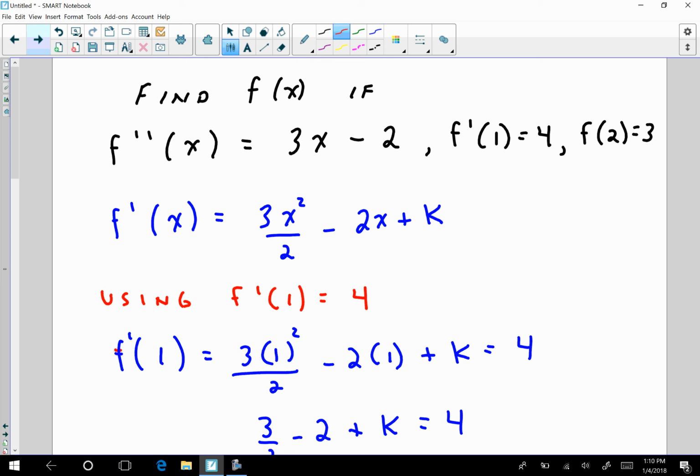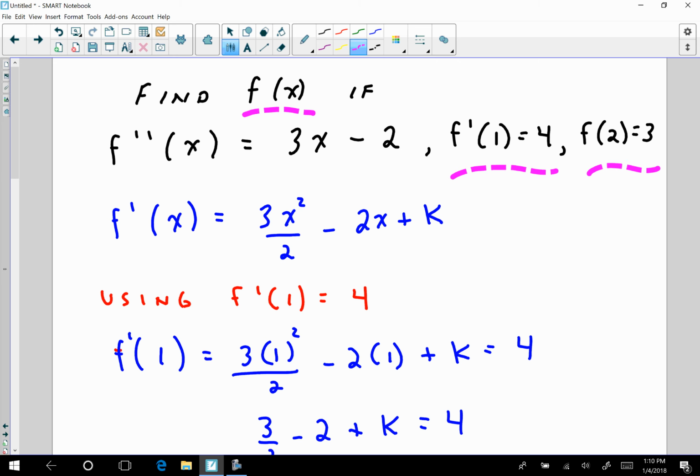Here is my condition. Here's my problem. I want to find f of x if f double prime of x is equal to 3x minus 2, where f prime of 1 is equal to 4 and f of 2 is equal to 3. Keep in mind, my objective is to find f of x such that these two statements here are also true.